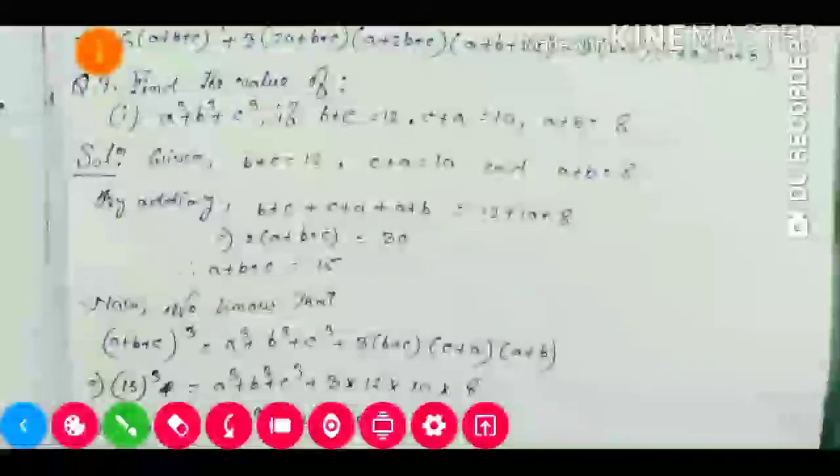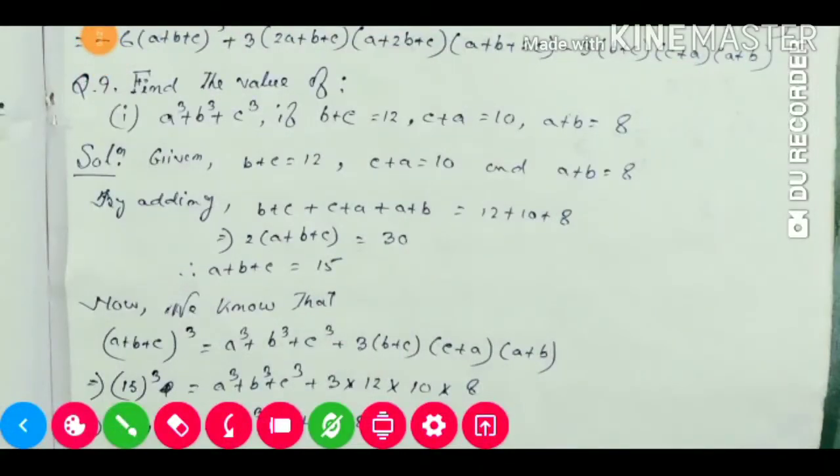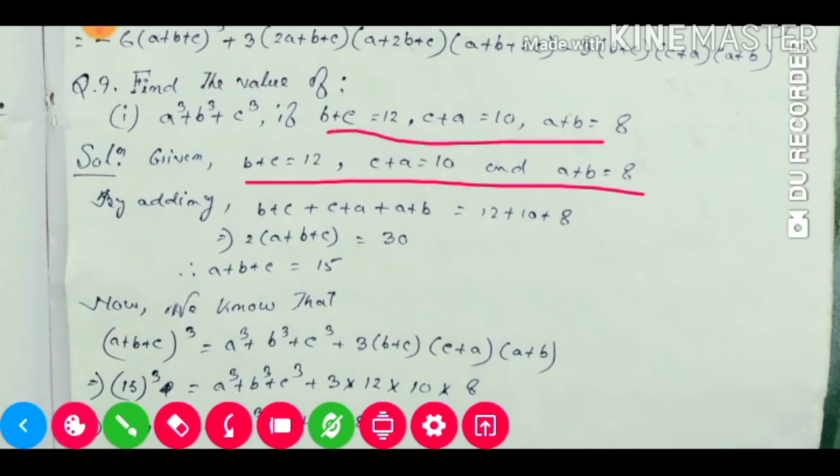Question number 9. We need to find out the value of number 1, a cube plus b cube plus c cube. This value we need to find out. If B plus C is equal to 12, C plus A is equal to 10 and A plus B is equal to 8. So whatever is given, we will write here. This portion is our given.